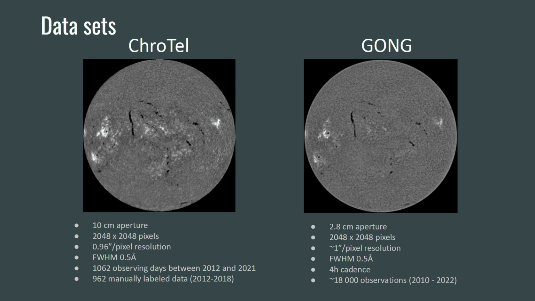Kanzelhöhe was operated between 2012 until 2021, and there are 1,062 observing days, and we labeled all the data between 2012 and 2018, which are 962 images. For GONG, we used then the complete data set between 2010 and 2022, but with a cadence of 4 hours. So every 4 hours we have one GONG image, which was then labeled by the trained YOLO network.